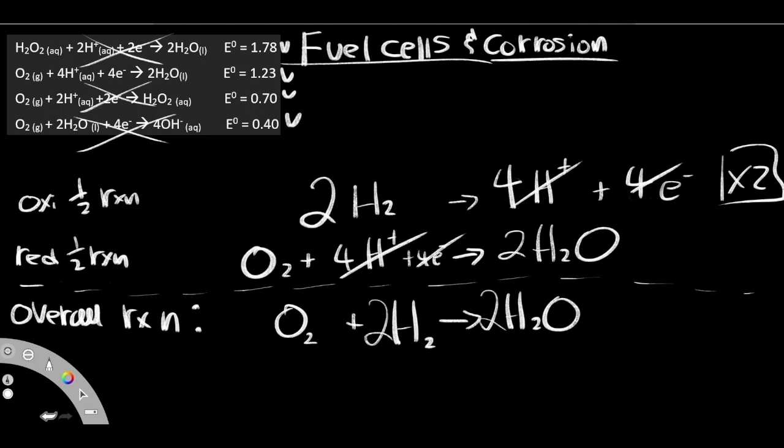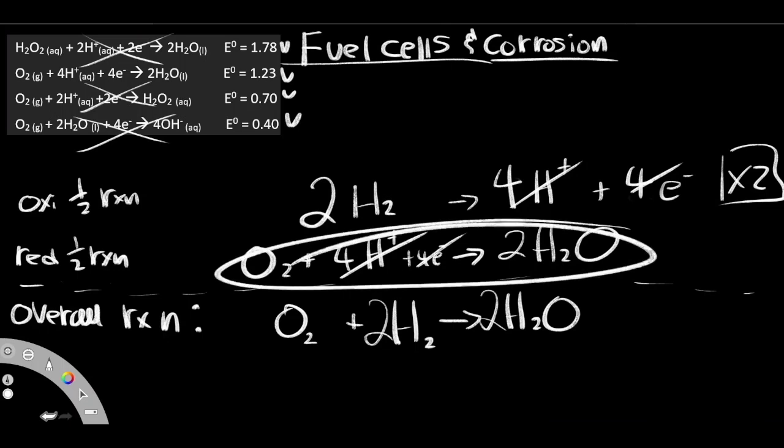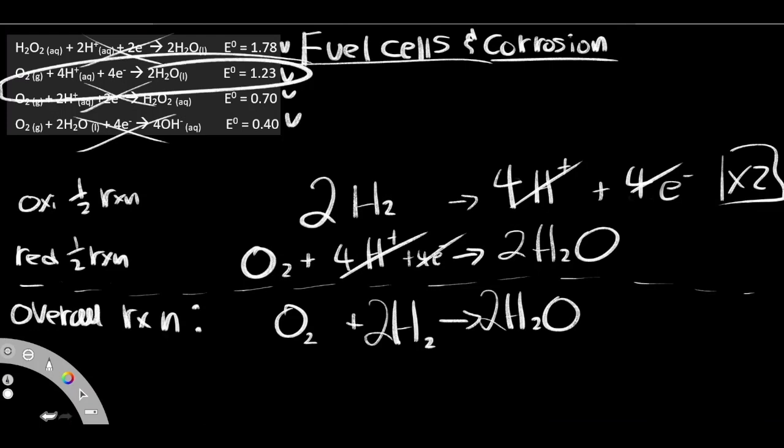So what do we have on the reactant side? We have our 2H2 and our O2 over here. And the only thing we have left on the product side is our 2H2O, as we see over there. Now it's important to note our standard cell potentials. We've already established in this reaction that the E standard is 1.23 volts.